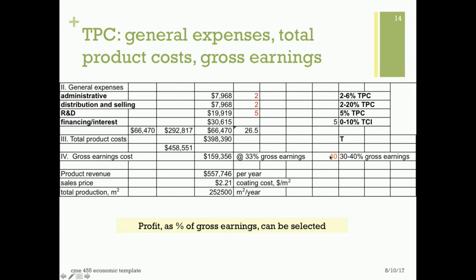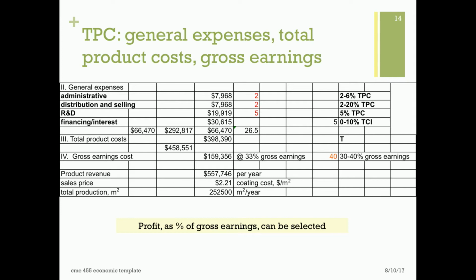Typically, your company may say we want to make 30 to 40% on gross earnings. In this particular case, we've said, okay, we're going to make 40% on gross earnings. We have put that number in there. We've automatically calculated what the earnings will be per year. So we must get then, for product revenue, over $500,000 a year for this membrane coating process.